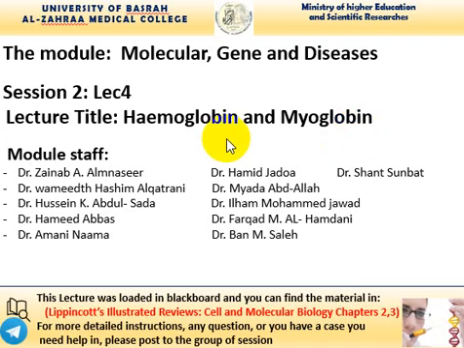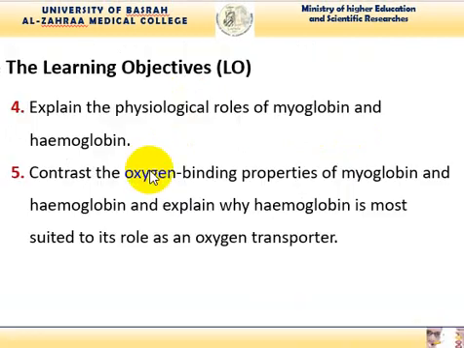This lecture is about hemoglobin and myoglobin, which is lecture 4 in session 2 in the molecular gene and disease module, presented by Dr. Zainab Al-Manasir. The learning objective of this lecture is a continuation of the learning objectives of lecture 3.